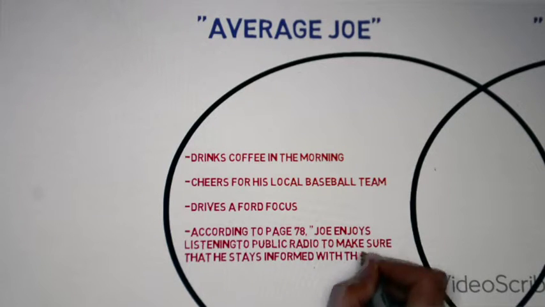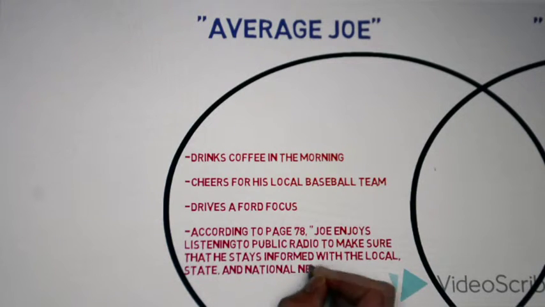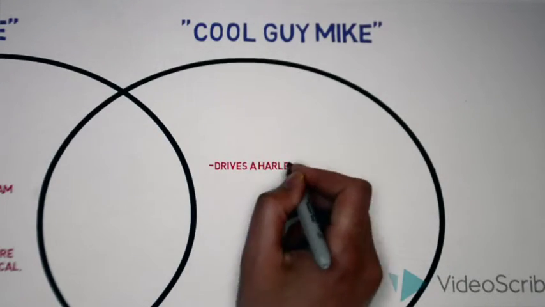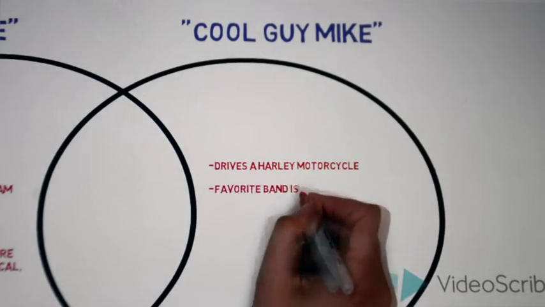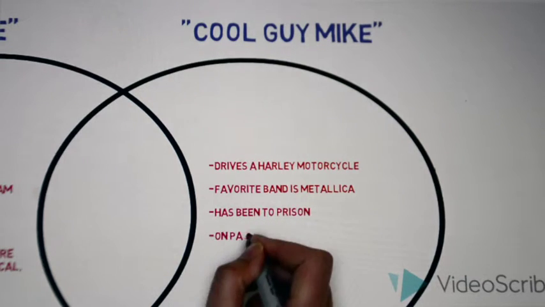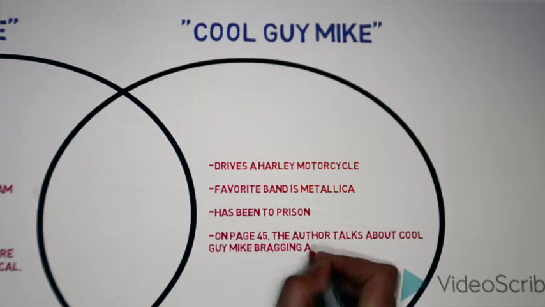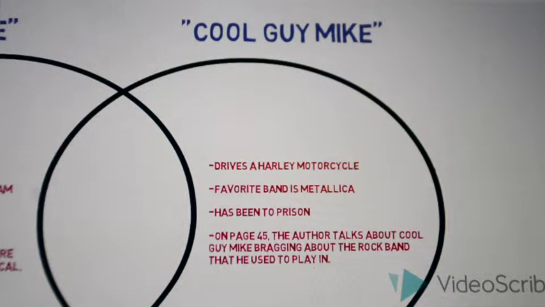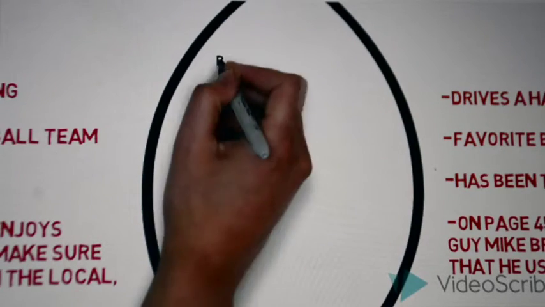You might want to encourage your students to also, in these areas, include textual evidence to support what they're finding, so that it encourages them to really dig into the text and not only find generalizations, but also provide specifics from the text so that you're holding them accountable for reading. Now we're going to look at Cool Guy Mike, talk about the Harley that he drives, how his favorite band is Metallica, and get some characteristics of him there.